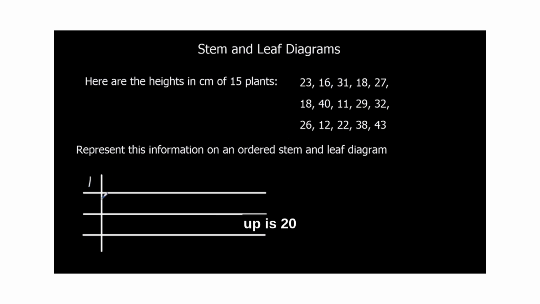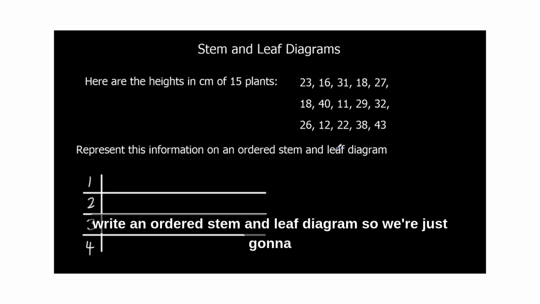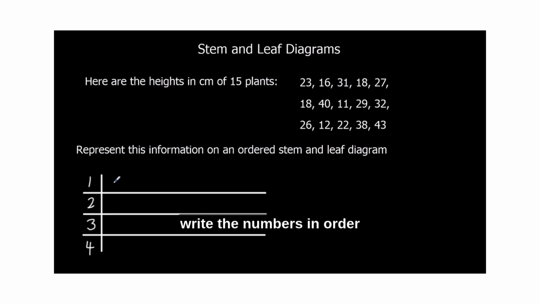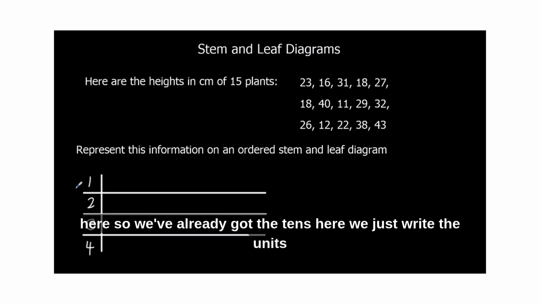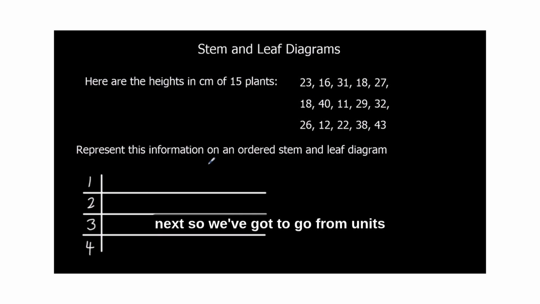Next up is 20, 30 and 40. So this is going to mean 10, 20, 30 and 40. And then we're going to write an ordered stem and leaf diagram. We're just going to write the numbers in order along here, but we're only going to write the units in here. We've already got the tens here, so we just write the units next.